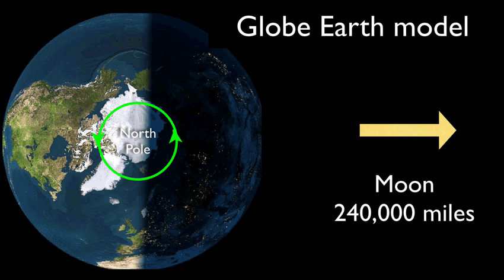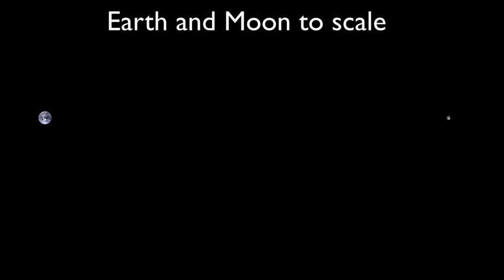Now let's discuss the globe Earth model. The globe Earth model has the moon about 240,000 miles away, and the Earth's rotation causes the moon to appear to rise and set. The heliocentric model has the moon very far away from the Earth, and it is rarely drawn to scale. What you see here is the correct scale in the globe Earth model.